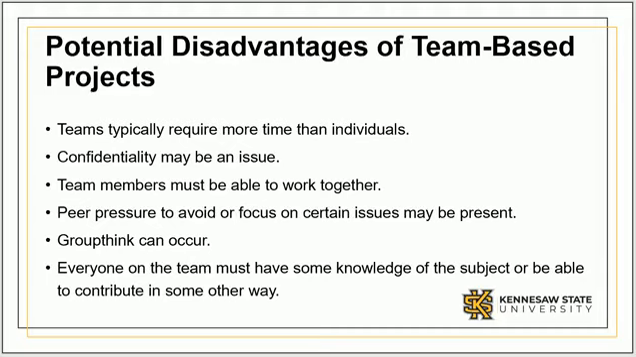Peer pressure to avoid certain issues may be present, and groupthink can occur within teams when the desire to get along or stay friends discourages individual thoughts or creativity, which can result in poor decisions. Finally, everyone on the team must have some knowledge of the subject or be able to contribute in some other way, so selection of the right members is critical. Although these problems are always possible, they can usually be avoided with proper training and effective team leadership. In most cases, the advantages of team-based projects far outweigh the negatives, which is why Six Sigma always uses teams.